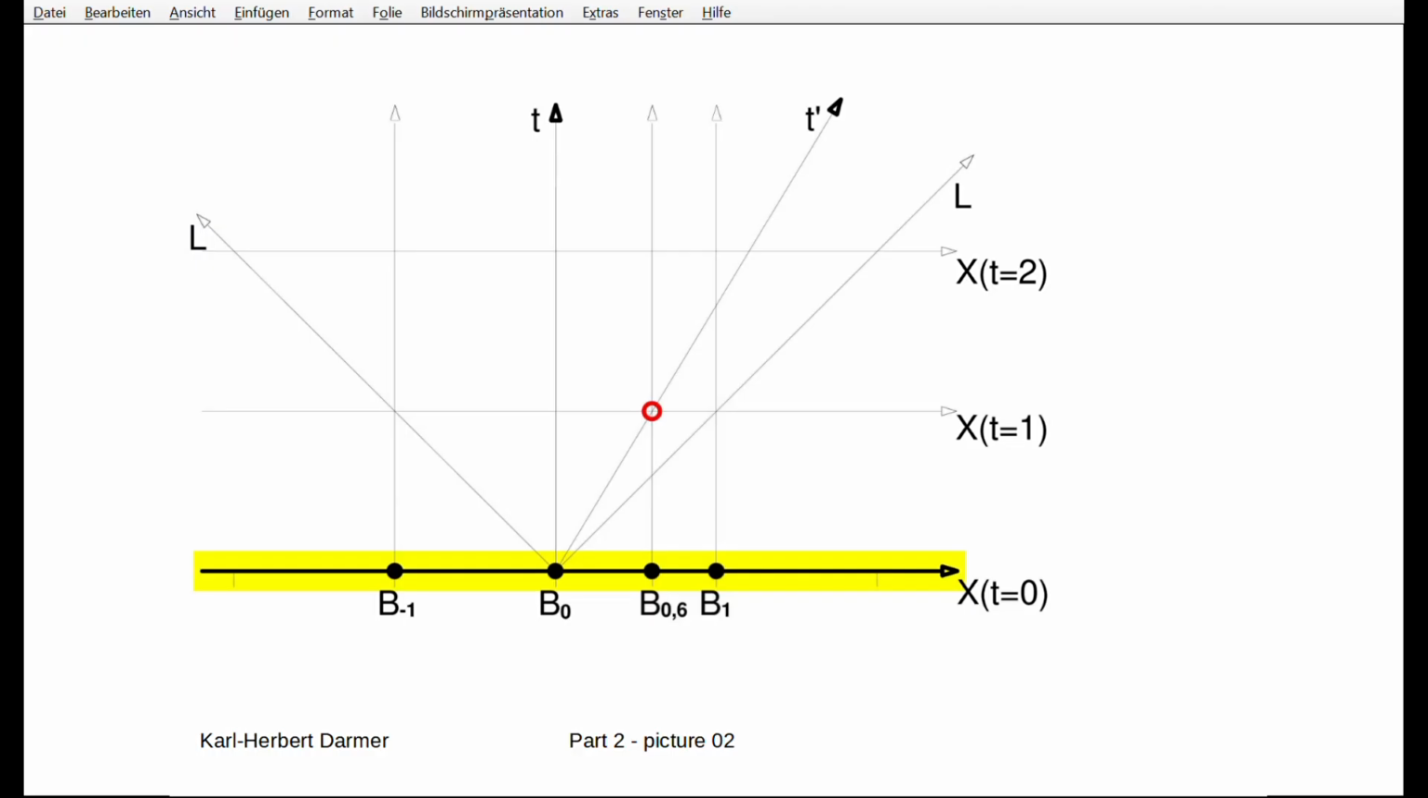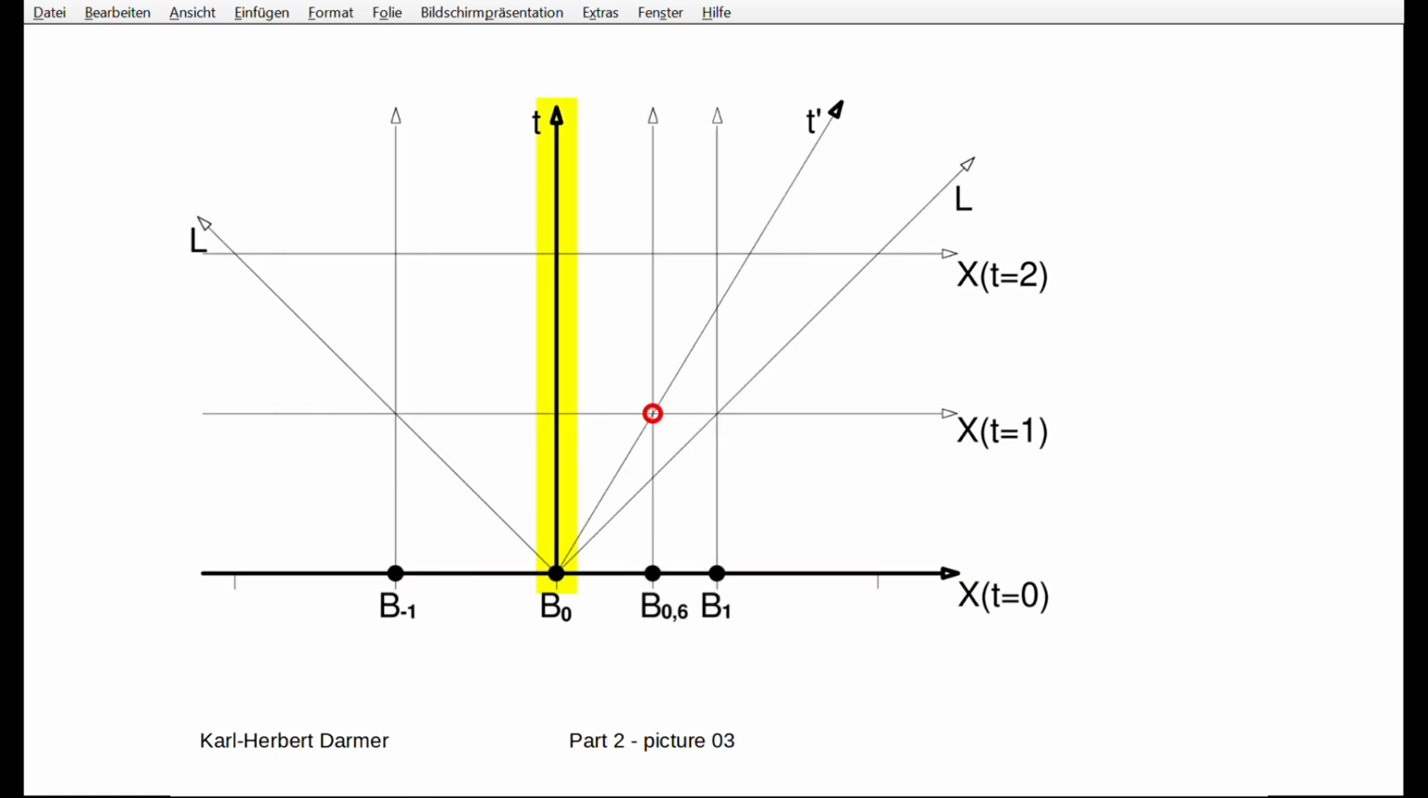Here in the first picture, we have the Minkowski diagram with the x-axis as the one-dimensional spatial axis, and the t-axis as the time axis for the clock of the central observer B0. To B0 rest the observers B-1 on the left and B0.6 and B1 on the right. They are named after their distance in light seconds from B0. Accordingly, additional observers can be inserted or thought. C0 is supposed to move through this system at a speed of 0.6 times the light speed.